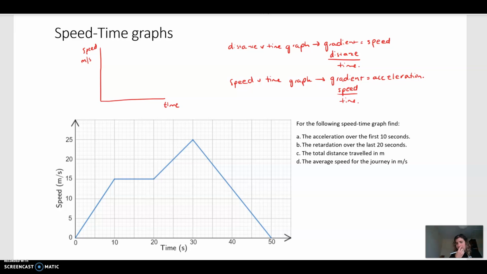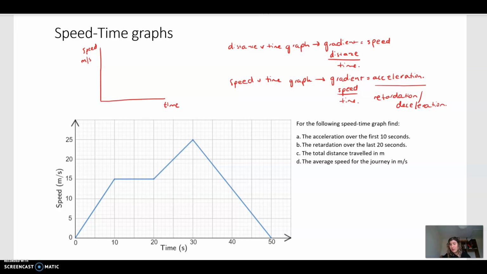When an object is speeding up, so when the speed's increasing, we say that it's accelerating. Okay, when the speed is going down, or the graph's going negative, we call that retardation, and you can also call it, well, in Australia we call it deceleration, but I think your textbook generally tends to use retardation instead, so think about that.